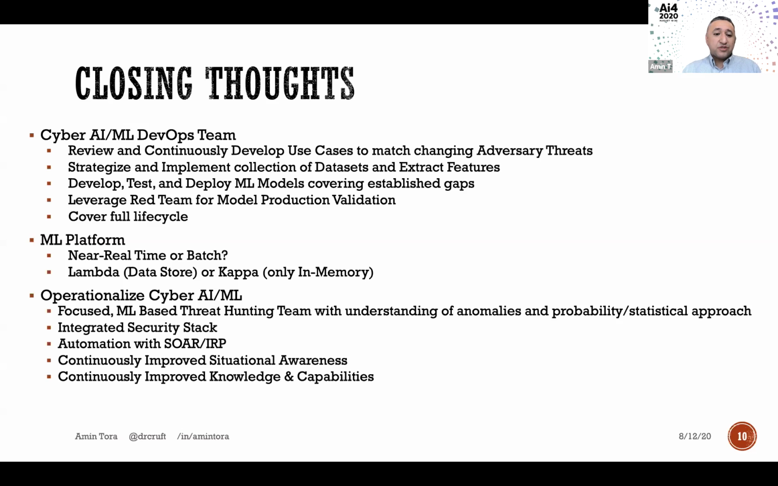And in order to operationalize cyber AI ML, you need to have a focused threat hunting team, and that focuses specifically on cyber AI and ML anomalies. For the most part, the statistical approach, probability and statistics. You need to have everything in order in terms of your traditional security stack, automation, and continuously improve situational awareness and knowledge capabilities, because both domains, that's where they cross over, and that's where you can be more effective against adversaries. All right, and that's it.